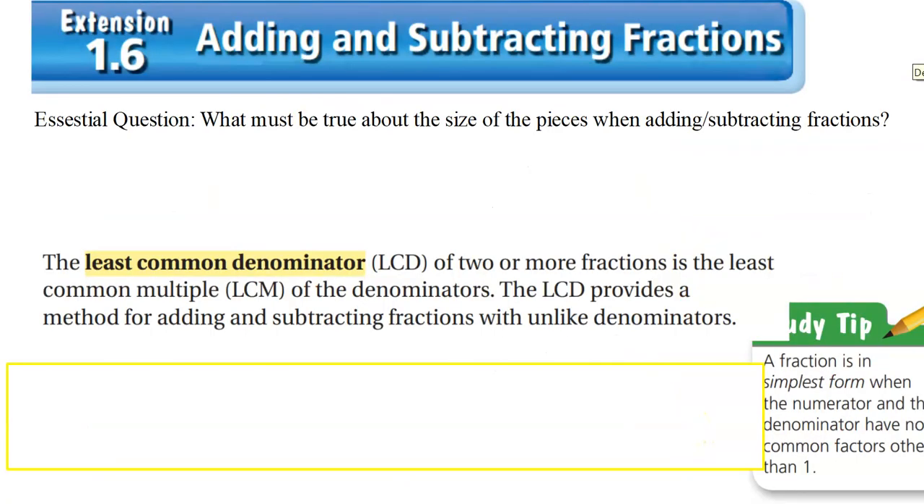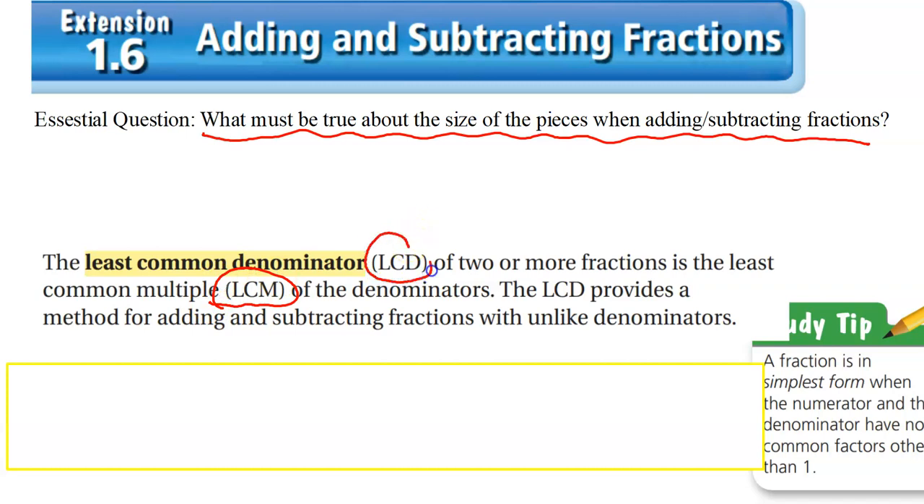Okay, now I want to basically show you, the question is, for the essential question, what must be true about the size of pieces when adding and subtracting fractions? And the answer is that the pieces have to be the same size, right? So the idea is you figured out, right? We've been practicing finding the least common multiple. Well, the least common denominator, that is the least common multiple of 2 denominators.